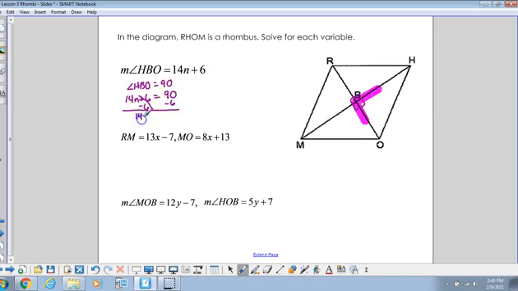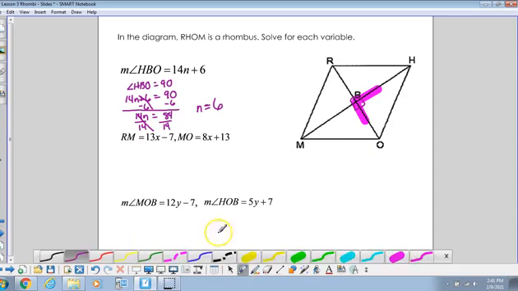This will give us, using algebra, 14n equals 84, and when we divide by 14, we get that n equals 6. Now we should check that just to make sure that makes sense. If we plug it in, 14 times 6, 84 plus 6 makes 90 degrees. Good.